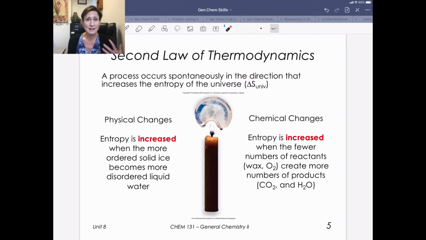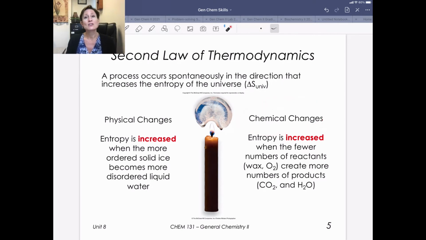But going back to our candle burning and ice cube melting example here, when we think about some of the physical changes that we have, the entropy is actually increased when we have a very ordered system, when we have our solid water, and it becomes much more disordered as a liquid. That's actually an increase in entropy. So some of the qualitative things that we'll need to do is evaluate either a chemical reaction or a system or a process and ask whether the entropy is increasing or decreasing with that process.